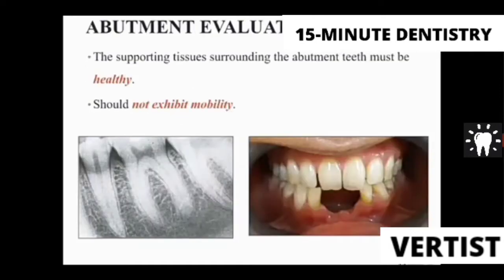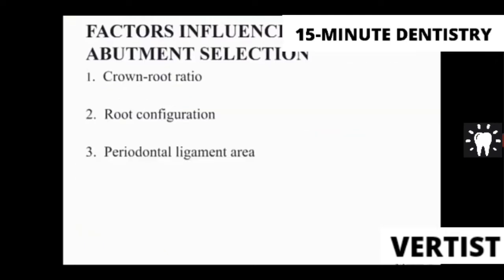The supporting tissues surrounding the abutment teeth need to be healthy. They should be free of any inflammation and they should not exhibit mobility, because they will be bearing an extra load. Primarily there are three factors which influence abutment selection: crown root ratio, root configuration, as well as the periodontal ligament area.